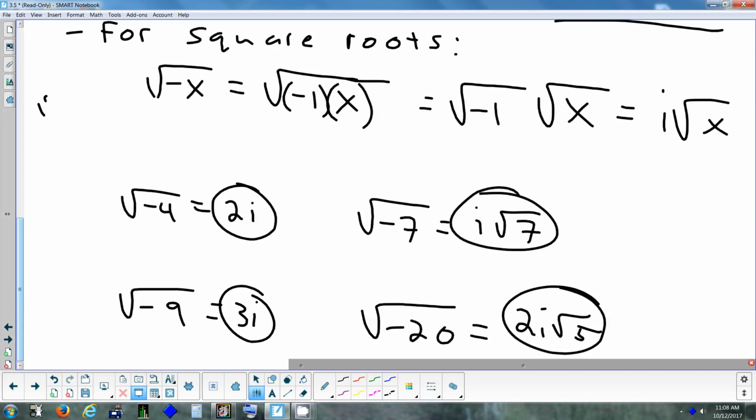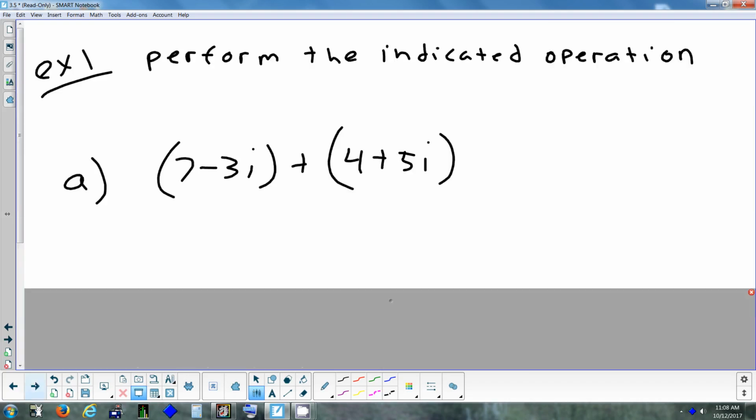Okay, again, you'll see that when you use quadratic formula. You might get a square root of a negative. Now we'll go through one each of add, subtract, multiply, divide, and then we'll be done with the review part.